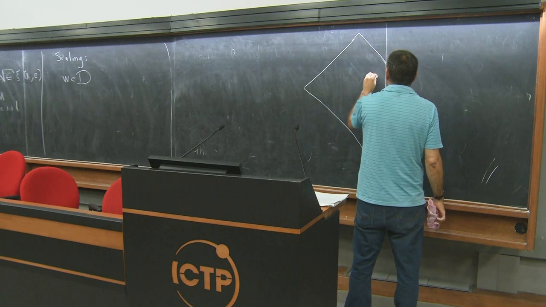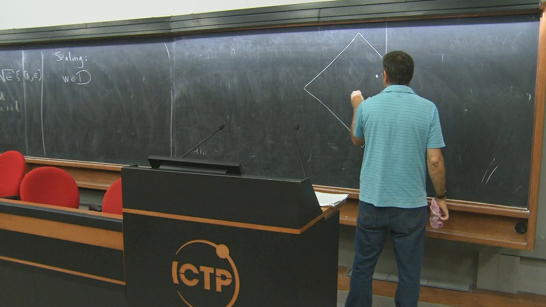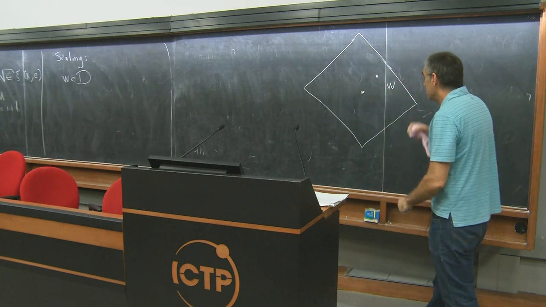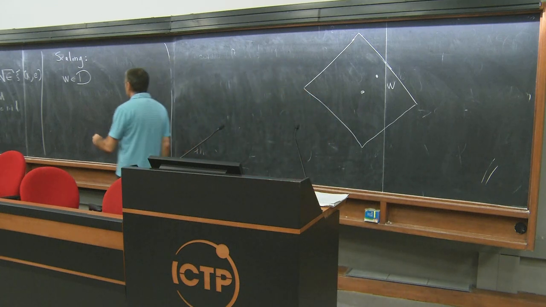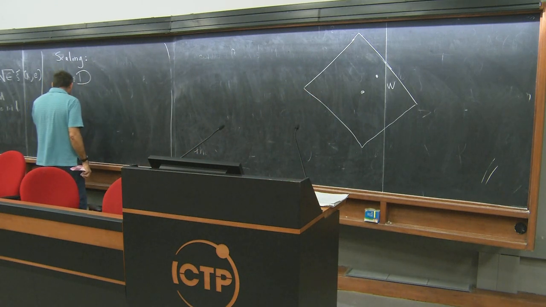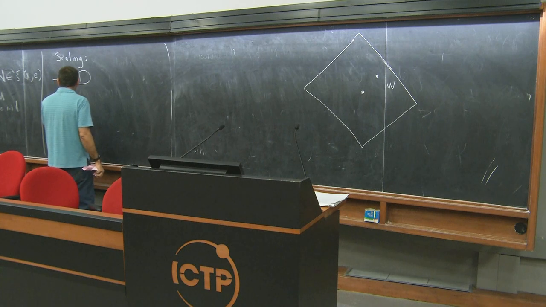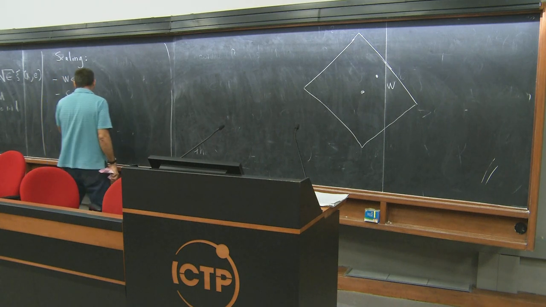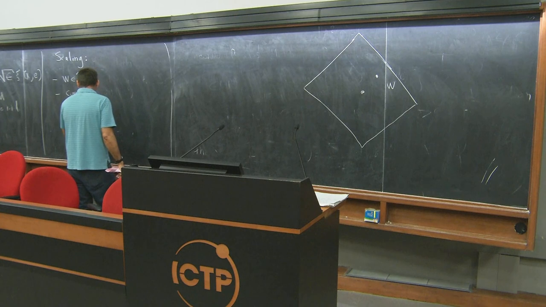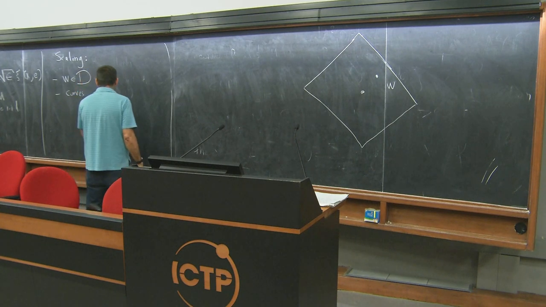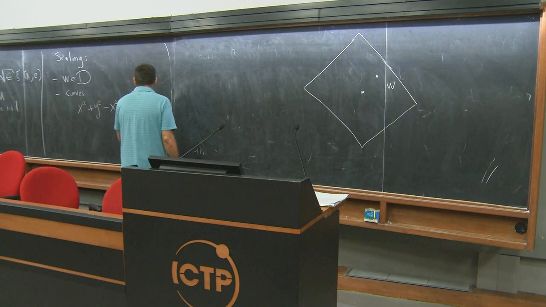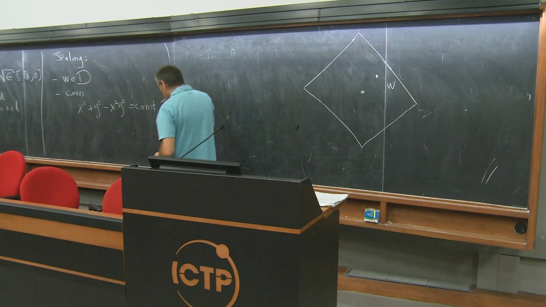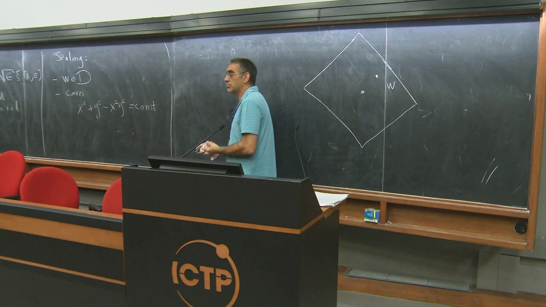So I will choose some point here, as I said. Now, the second ingredient I need is, I will have to define some curves. Somehow, this is an equation which interpolates between the equation of a circle and the equation of a square.